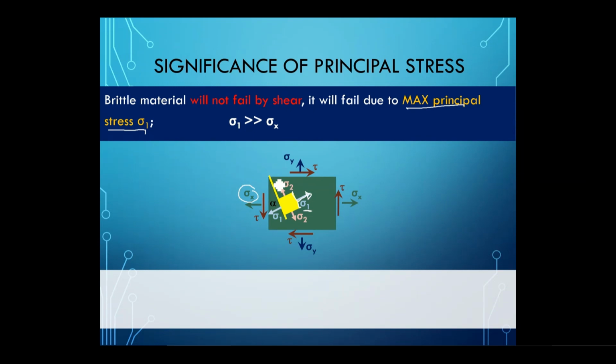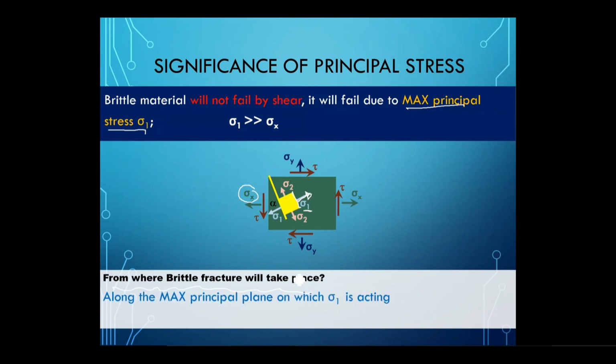So the material's brittle fracture will take place along what direction? Along the maximum principal plane on which sigma 1 is acting. So the material will fail along this direction, on which the maximum normal stress, which is the principal stress, would be acting. Clear enough? Yes, sir. This is for brittle materials.